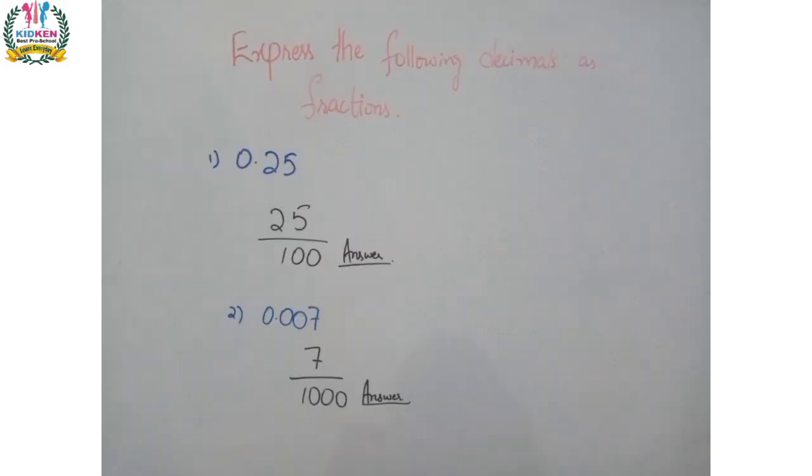Next question is: express the following decimals as fractions. Simply, you can convert these decimals to fractions. This is a very simple and easy way to convert a decimal to a fraction. Simply count the digits after the decimal point. There are two digits, so we can divide it by 100, which means two zeros down the fraction. Next question is 0.007. After the decimal point, we have three digits, so we divide it by 1000, with three zeros, which means thousands.